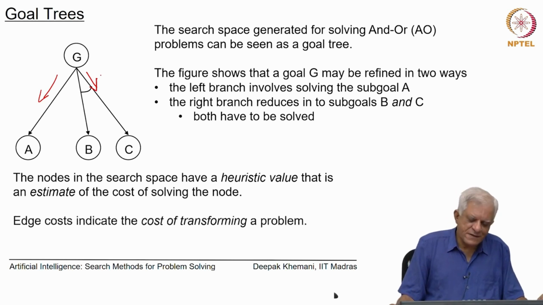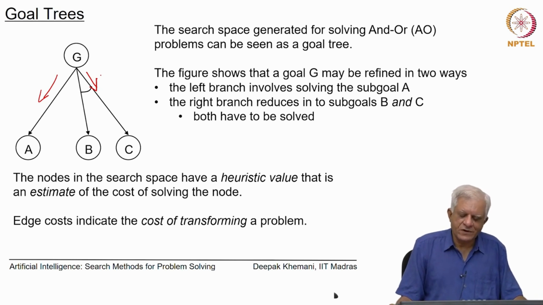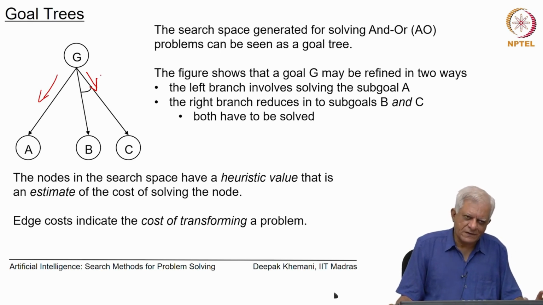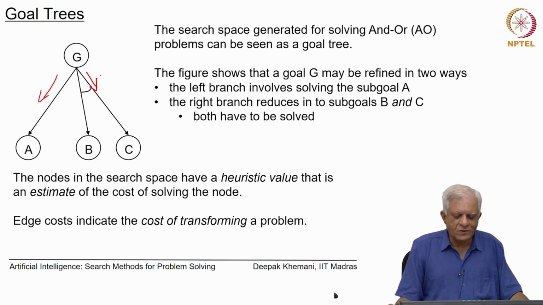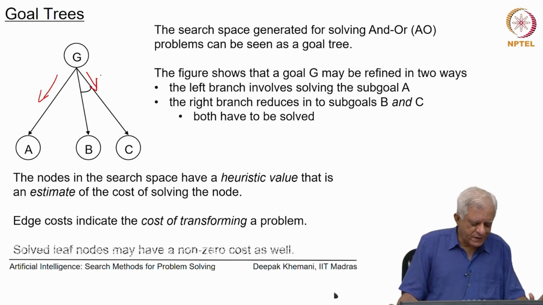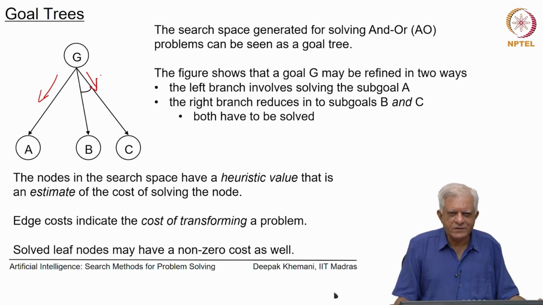We will also add costs to edges. This cost is the cost of transforming the problem, it is not the cost of solving the final solution, whatever the cost associated with it may be, but it is a cost of transforming the problem, that you do not want to endlessly keep transforming problems. If you can solve it quickly, the better for you, because remember that one of the goals is to find solutions faster. The solved nodes or the leaf nodes may have non-zero costs as well. So, it really depends on what is the kind of problem that you are trying to solve.